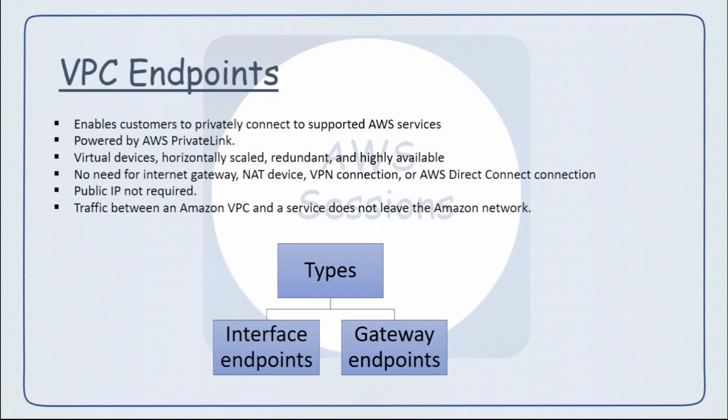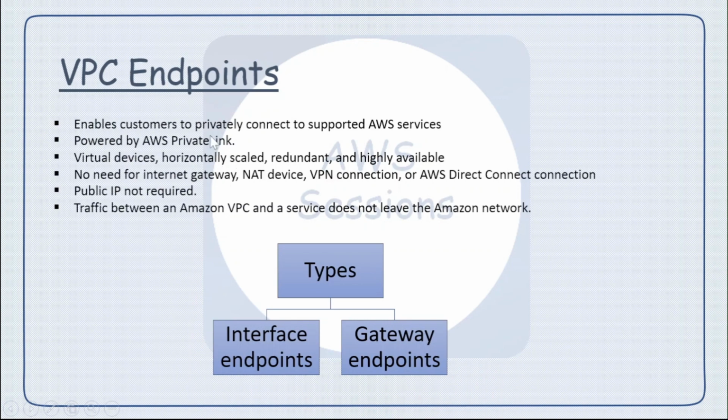The solution for this is a VPC endpoint. It allows our private subnet instances to connect privately to AWS supported services. Basically, the traffic does not leave the Amazon network. It stays within the Amazon network and connects to the AWS services. This is powered by AWS PrivateLink. Behind the scenes, VPC endpoints use AWS PrivateLink, which is one of the offerings from AWS. VPC endpoints are virtual devices that can scale horizontally, and they are highly available.